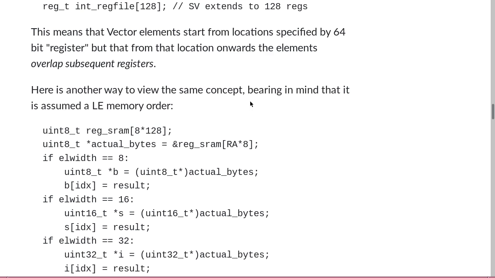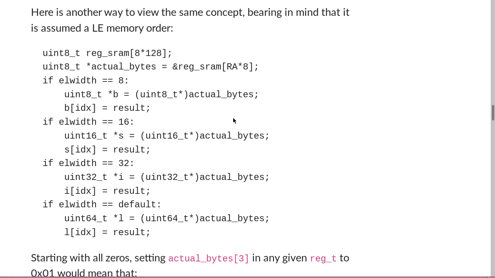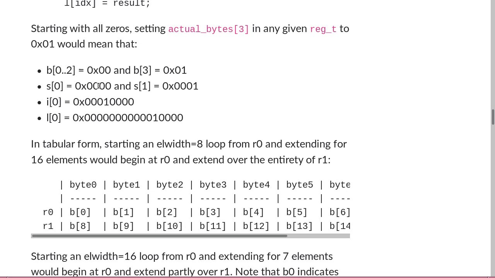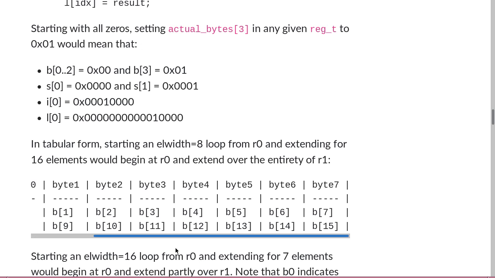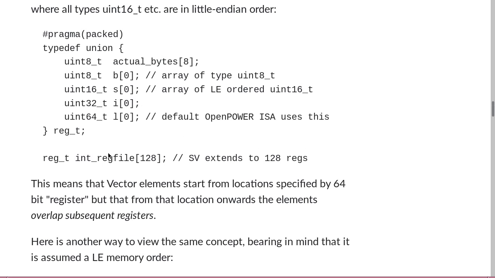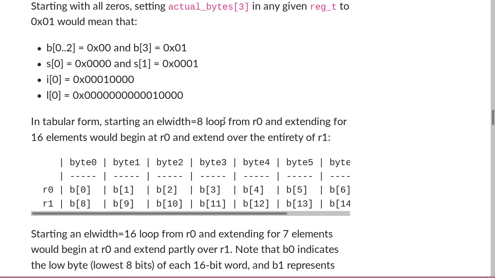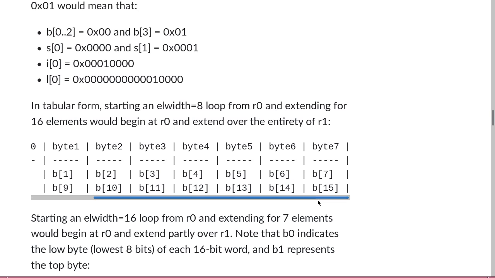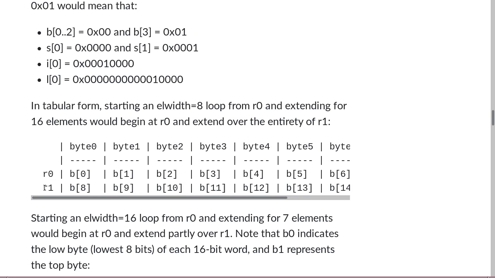Okay, and so to illustrate that, here you can see we've got bytes 0 to 7, and you're starting off in R0, which would be indexed in register file bracket 0. You start off, B0 goes here, all the way up to byte 7, but then it will roll over into R1.